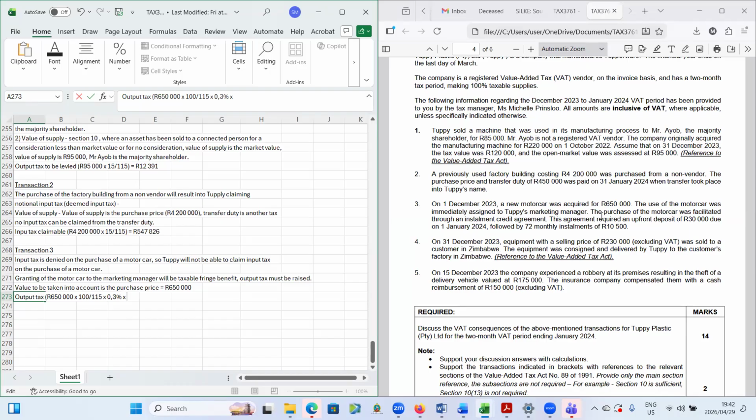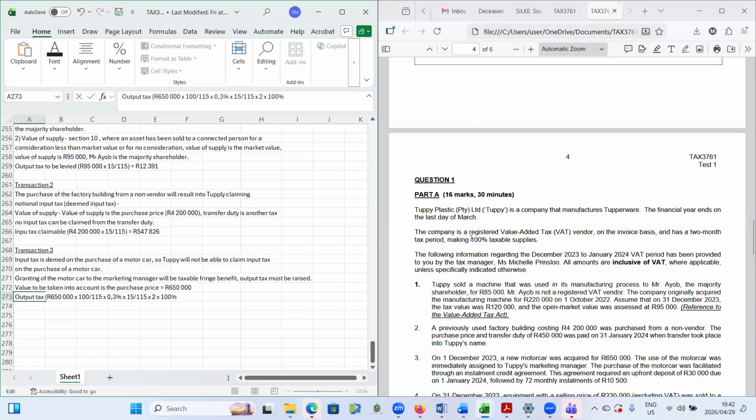And then we obviously multiply by the VAT fraction 15 over 115. And then we multiply by how many months are they on 1 December? That's when it was granted. So we multiply by 2 and multiply by 100%, isn't it? So 100% is the percentage of taxable supply. So the percentage of taxable supply is 100%. So we must multiply by 100%. So if the percentage of taxable supplies was 60%, then we will also multiply by 60%.